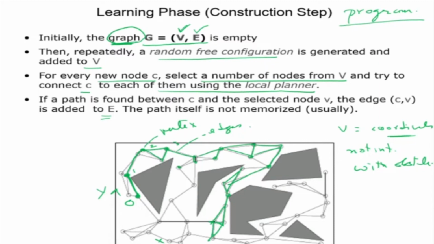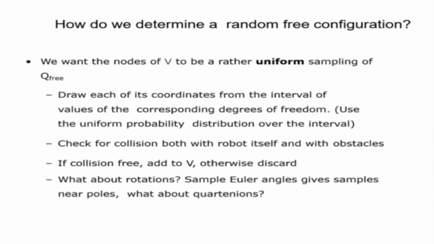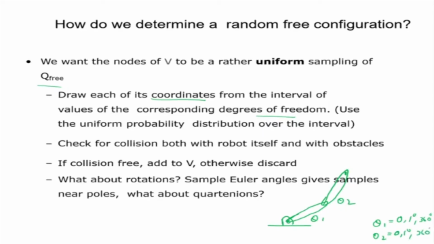Now how to determine a random free configuration? We want the nodes of V to be a rather uniform sampling of Q free. So draw each of its coordinates from the interval of values of the corresponding degrees of freedom. For example, let's take this example of a 2 degree of freedom manipulator. I want to have some kind of uniform sampling. So I take theta 1 and theta 2 here, and I can sample theta 1 from 0 degrees, 1 degree, to 360 degrees. Similarly, I sample theta 2, 0 degrees, 1 degree, to 360 degrees, and then see where the end effector is. So those are my possible samples.